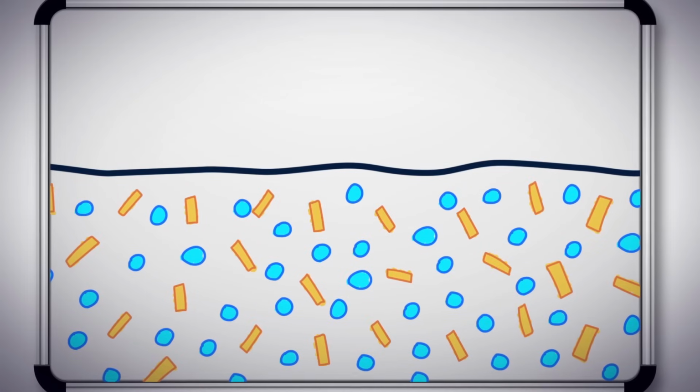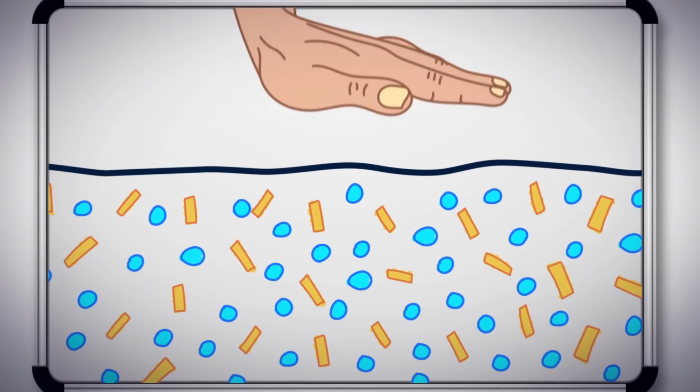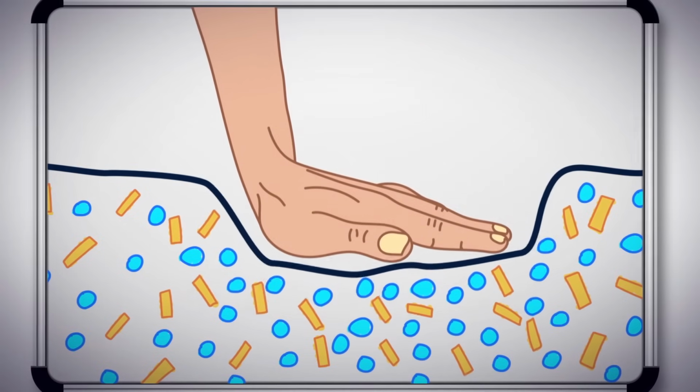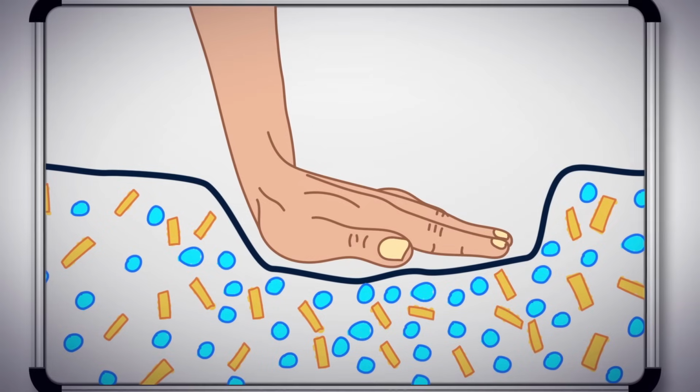It all has to do with how the molecules slide past each other. When you put light pressure or slow pressure on the mud, the water molecules and cornstarch molecules have time to shift out of the way.